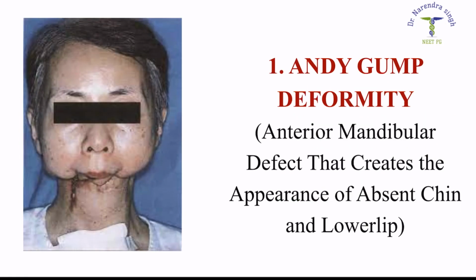So what actually is Gump deformity? This is an anterior mandibular defect that creates the appearance of an absent chin and lower lip. In this image we can see that the lower lip is absent as well as the mandible. This deformity is known as Gump deformity, an anterior mandibular defect that creates the appearance of absent chin and lower lip.